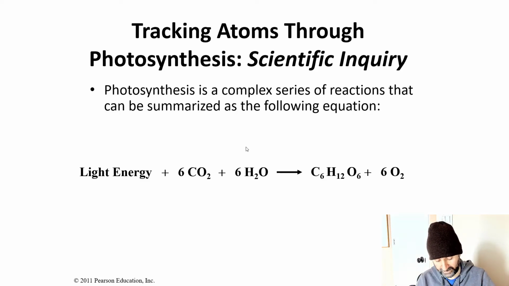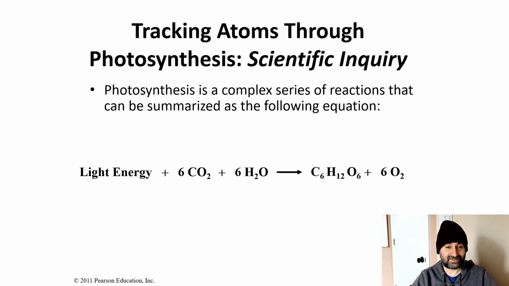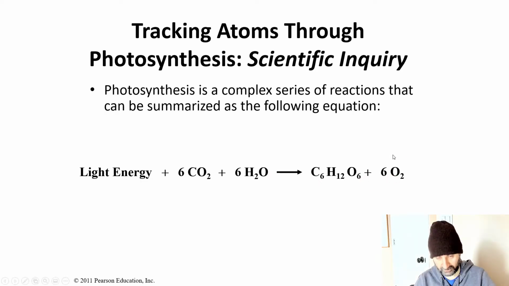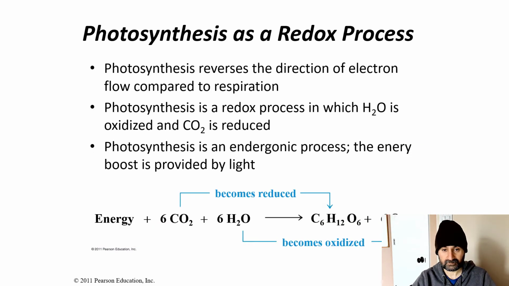This is the equation for photosynthesis. So you should know that photosynthesis, the reactants, the things you're starting with, are light, CO2, and water. And what are your products? Your products are sugar and oxygen. Okay, so we want to know the equation for photosynthesis.